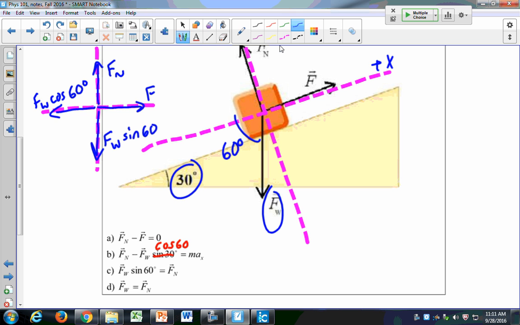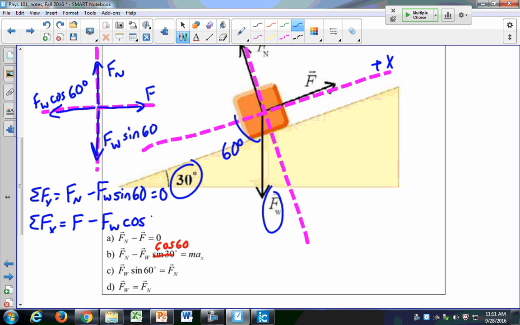Let me just list the equations. There are only two, and then we can go through and show why each one is correct or incorrect. So the sum of the forces in the y direction is going to be Fn minus Fw sine 60. That's always equal to 0, because that block's never going to fly off of the plane. The sum of the forces in the x direction, which in this case is not going to be equal to 0, is F minus Fw cosine 60. And that's going to be equal to mass times acceleration in the x direction.